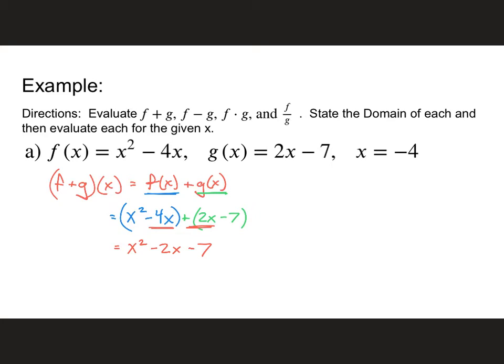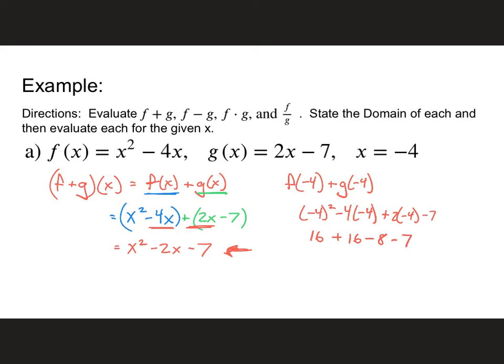And now we're going to plug in the number -4. So we can do this one of two ways. We can either add the two functions and plug the -4 into this equation if we wanted to, or what I like to do is f of -4 plus g of -4 and get the same thing. So let's see here. That would be (-4) squared minus 4 times -4 plus 2 times -4 minus 7. Okay, so that gives me 16 plus 16 minus 8 minus 7.